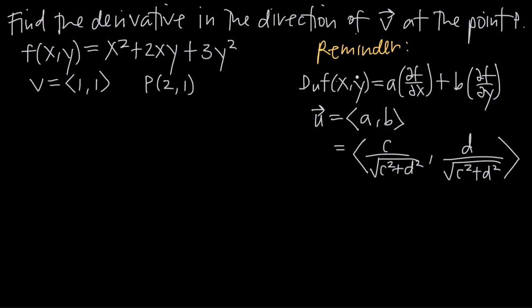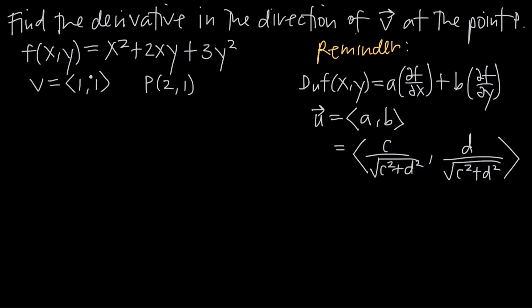So this formula here for d sub u is going to be the directional derivative of the function f of x y. As you can see, we're going to need to find values for a and b, and we're also going to need to find the partial derivatives of the function with respect to x and y. The partial derivatives will be pretty simple, but what values are a and b? Well, a and b are going to come from the unit vector u, and we can find the unit vector using this formula here, where c and d come from the vector v.